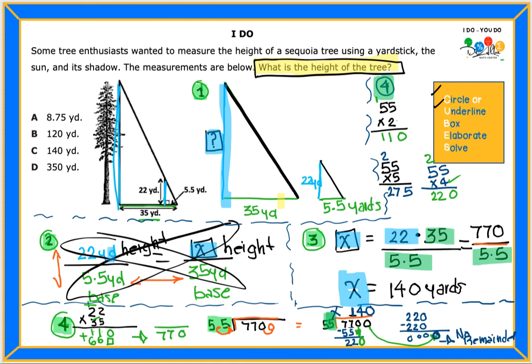How do we know? Because we recorded right here. So this value is going to get the same units as this one. So we have 140 yards. What is the value that we figured for this height right here? So the height of this tree is going to be 140. Now on the answer choices, remember that we asked already. And yes, it is letter C.